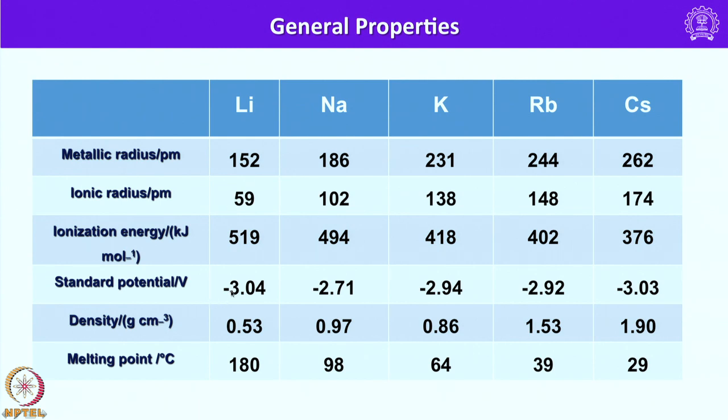This is more or less comparable for all alkali metals, and density is also increasing as we go down the group, and melting point is decreasing as we go down the group here. Okay. Melting point is more in case of lithium, whereas in case of sodium and potassium it steadily decreases.